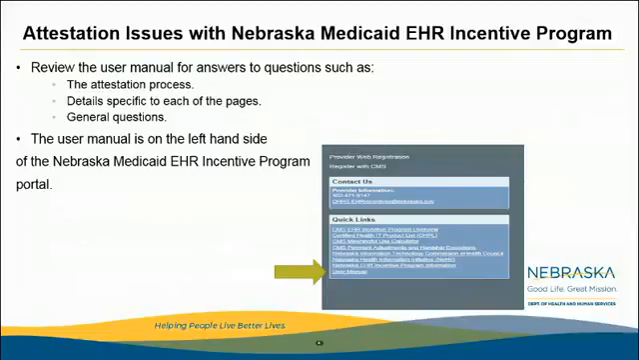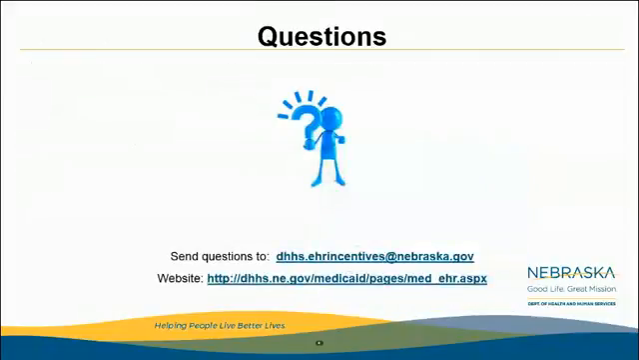Again, you can review our user manual on our portal for any answers to questions regarding the attestation process, details that are specific to each of the pages, and just some general questions. Our user manual can be located on the left-hand side of the front page of our portal. If you are having any issues or questions, you can certainly call us or email us in addition to accessing the user manual. Our contact information is on the back page of this presentation. Next slide, please. So, with Karen's comments, I wanted to get this slide up because this is the email address for any questions you have, and all of this material will be available at a future date on our website, also listed on this slide.